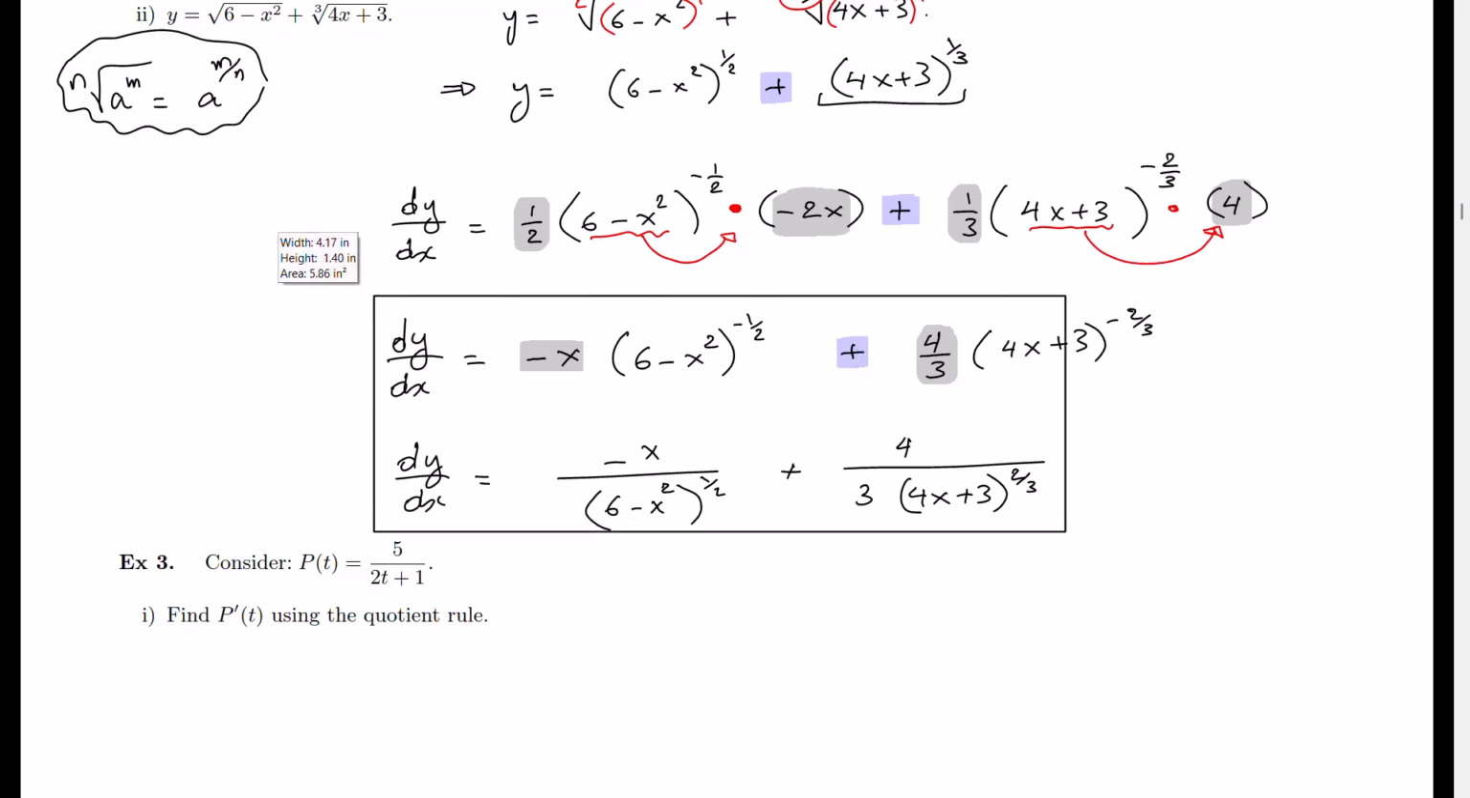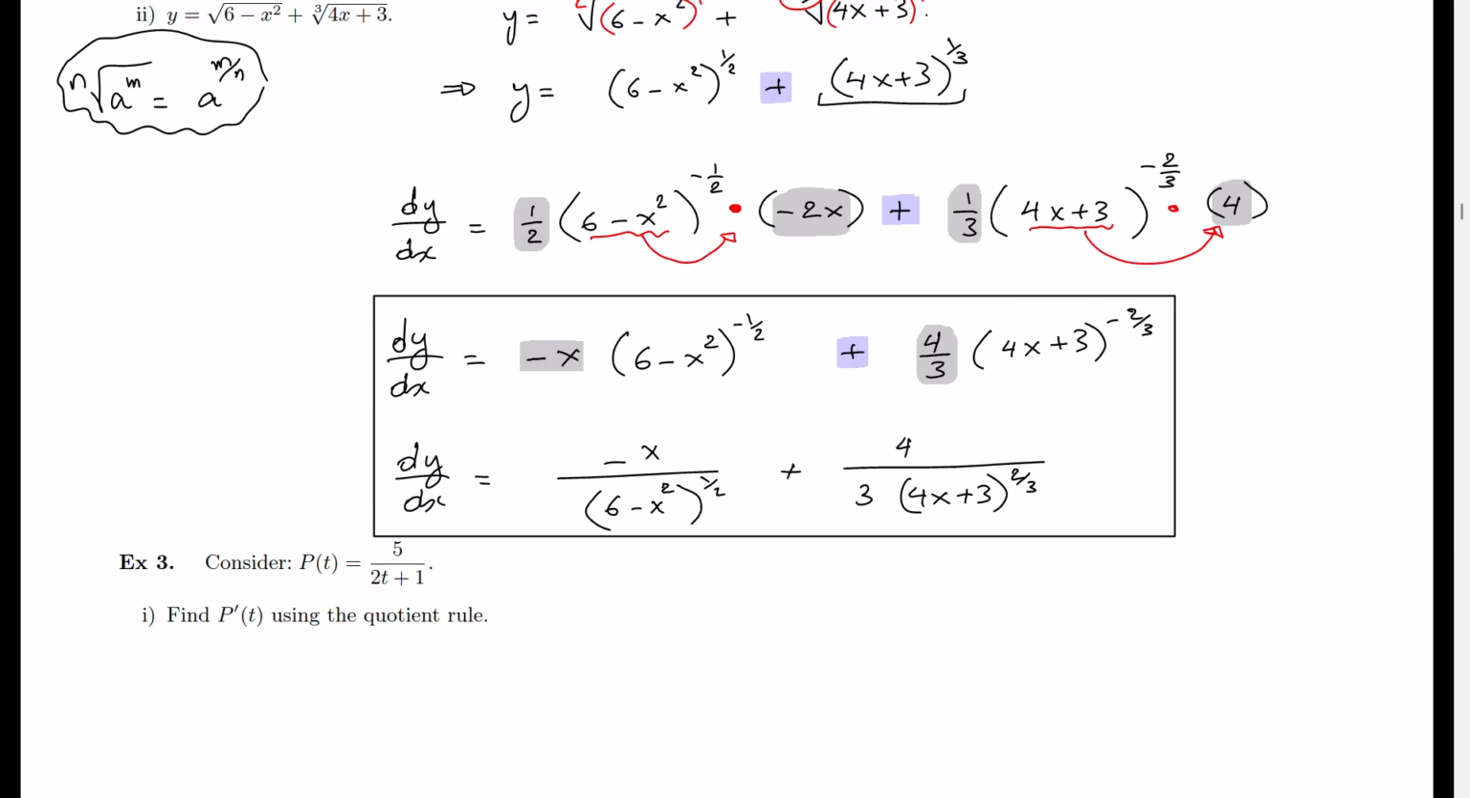Now, which one should you use? It doesn't really matter. There are times when we prefer the first version, and there are times when we prefer the second version. That's why I'm mentioning both of these. So pick the one that you prefer and just use it.